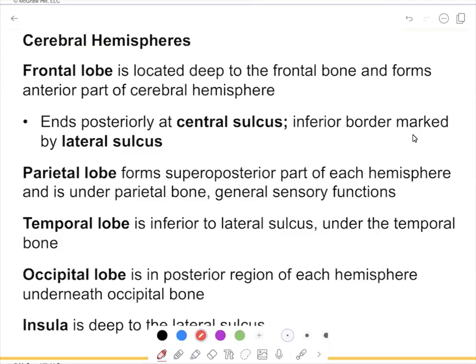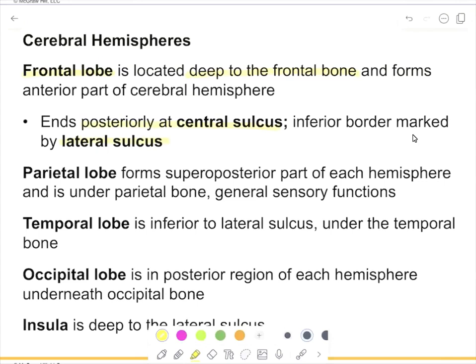Within the cerebral hemispheres, we have the frontal lobe, which is located just deep to the frontal bone, and it forms the anterior portion of the cerebral hemisphere. It's going to end posteriorly at the central sulcus, and the inferior border would be at the lateral sulcus.